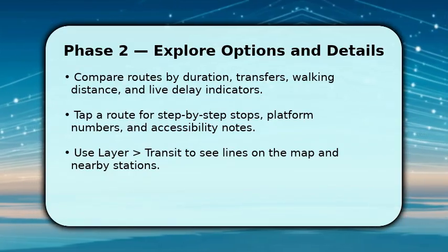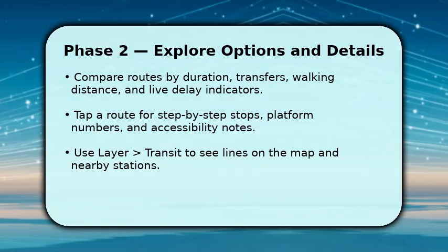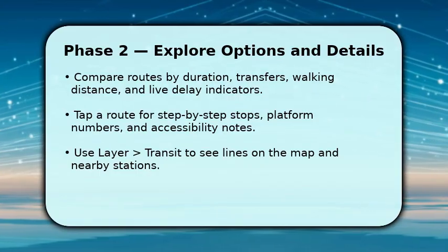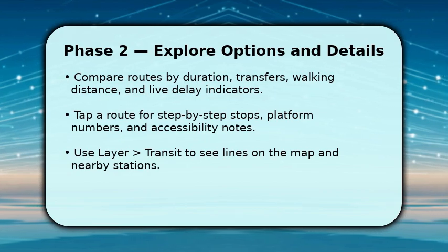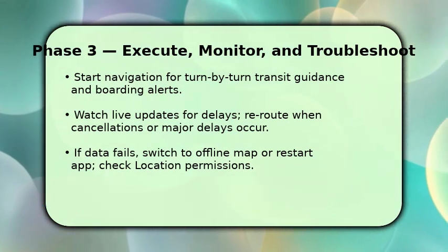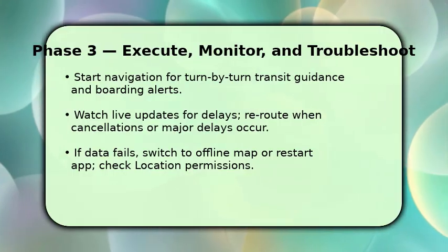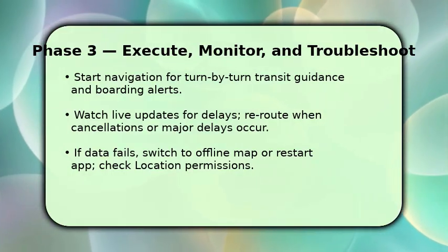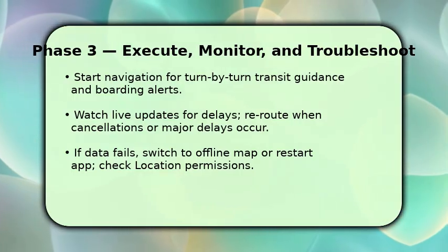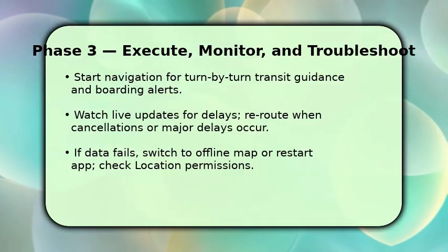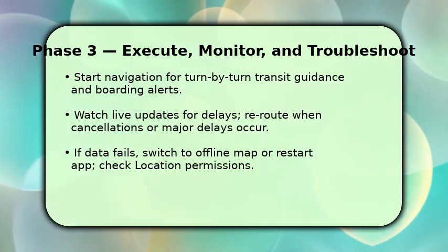Once you've chosen, save the route or start navigation. The map will update in real time as conditions change. Start navigation to receive turn-by-turn transit guidance and automatic boarding alerts. Your phone will notify you when to get off. Monitor live updates for delays or cancellations, and reroute when Google suggests alternatives. Make sure your volume and notifications are on so you don't miss stops.